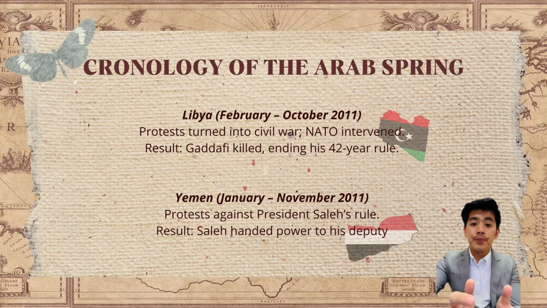In the same way, Yemen saw similar protests beginning in January 2011 as citizens demanded the resignation of President Ali Abdullah Saleh. After months of unrest and international pressure, Saleh signed a transition deal in November, handing over power to his deputy.